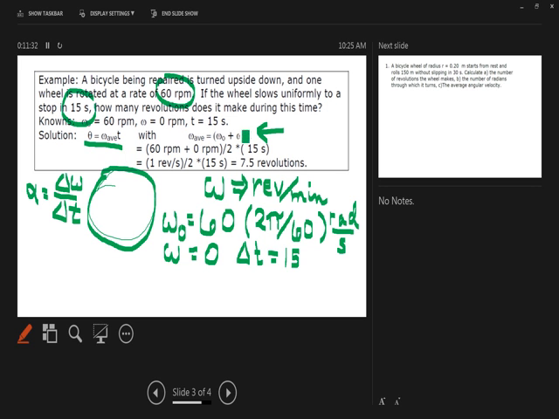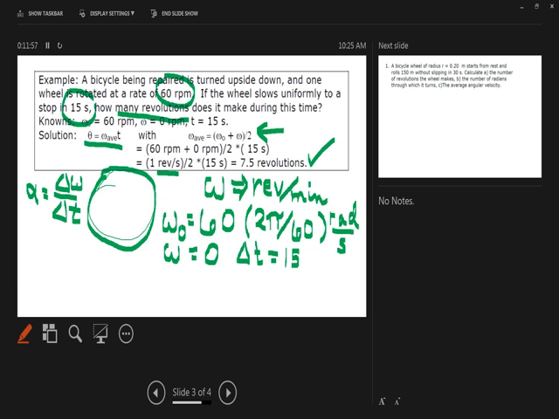Now you notice in the problem example up here, I didn't convert the velocity from revolutions per minute because we were asking for how many revolutions the wheel makes during this 15 seconds. We did have to convert the minutes to seconds. That gave us 1 revolution per second.